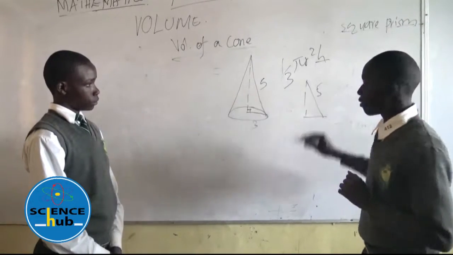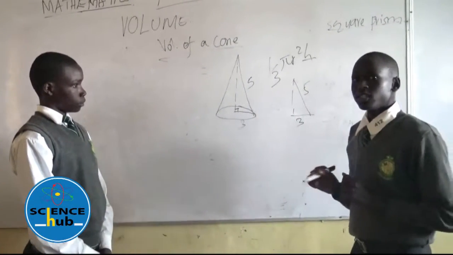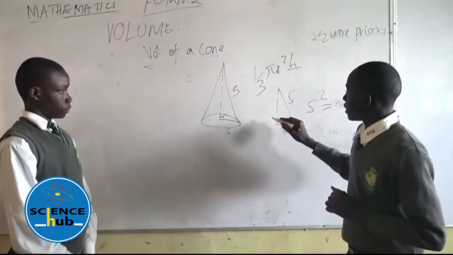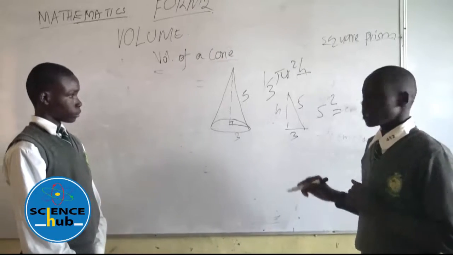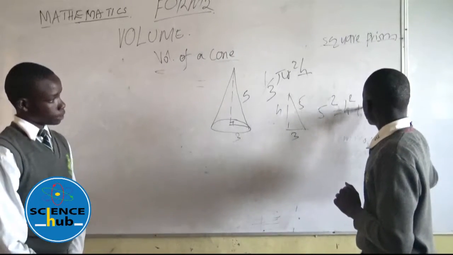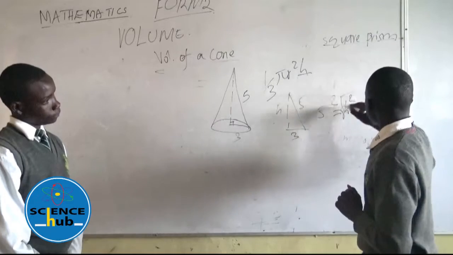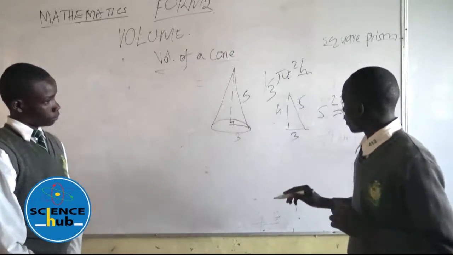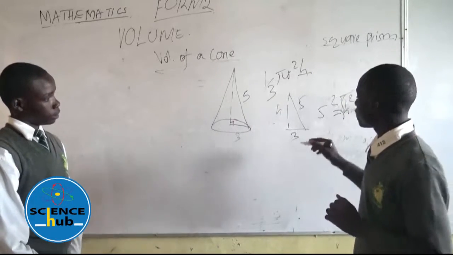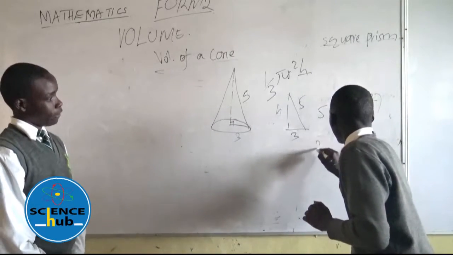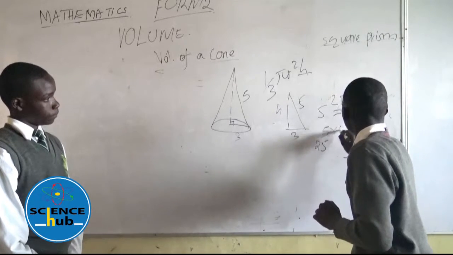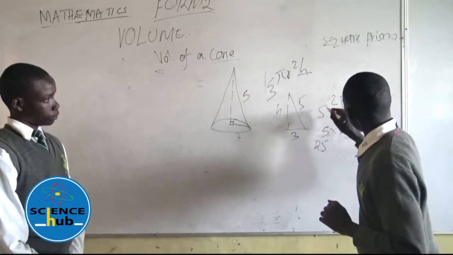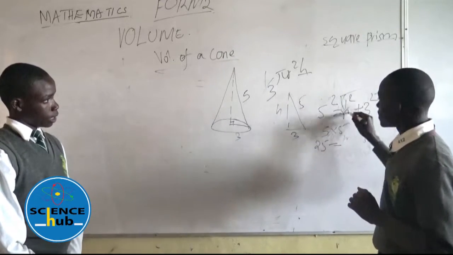Given this is 5 and this is 3, using the Pythagoras theorem, 5 squared is the same as, let's say this is h, h squared plus 3 squared. First of all, 5 squared, 5 times 5 is 25. Then 25 is the same as h squared plus 3 squared.